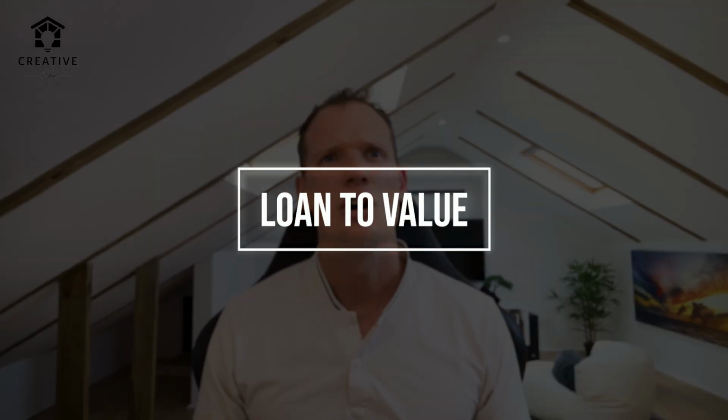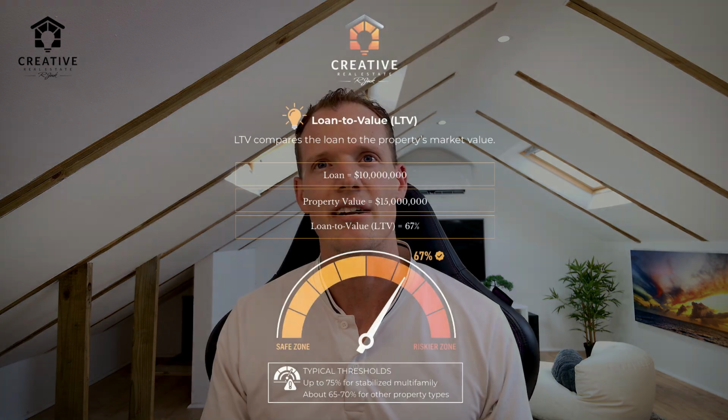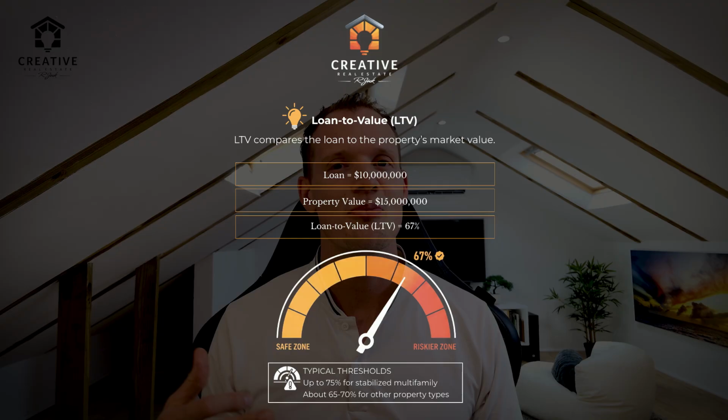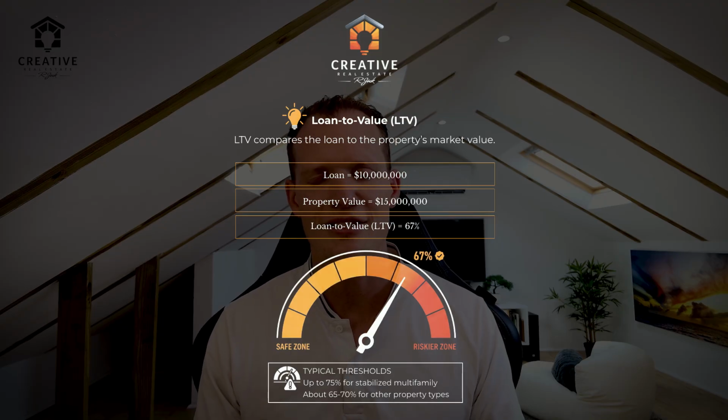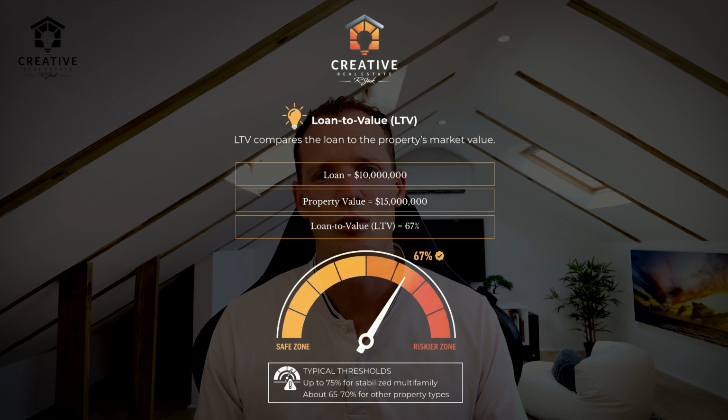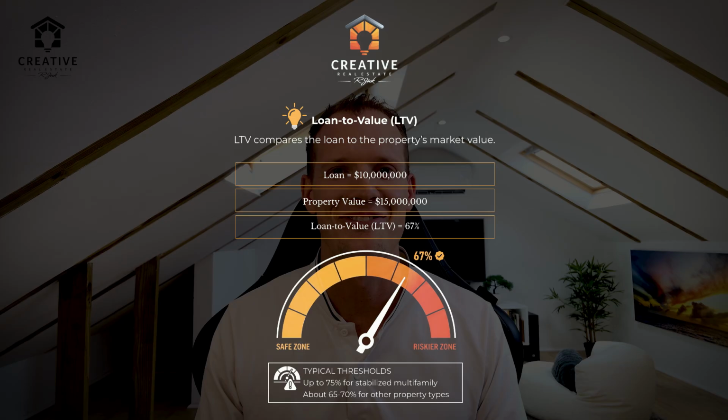All right, the third metric that they like to look at is the loan to value. Loan to value compares essentially the property's value with the amount that they are loaning. It's calculated as the loan amount divided by the fair market value of the property, or typically it would be calculated on your purchase price, which should be the fair market value of the property.